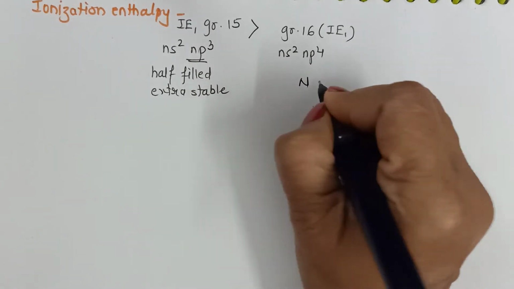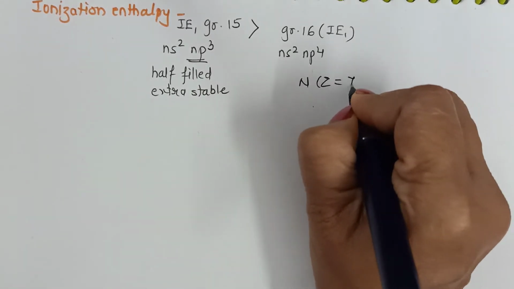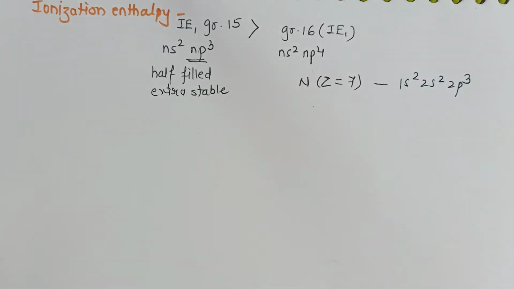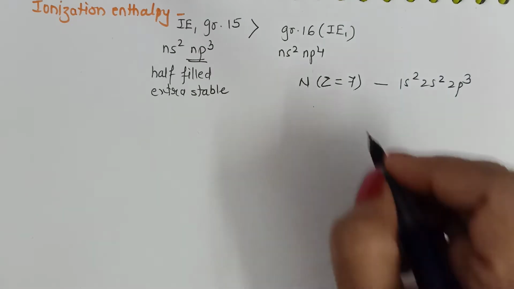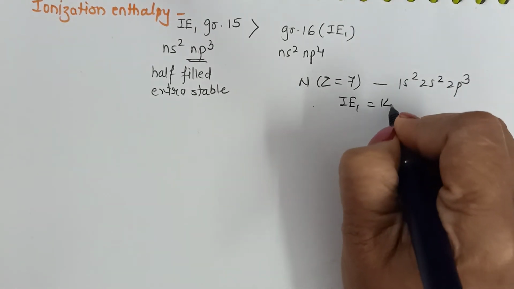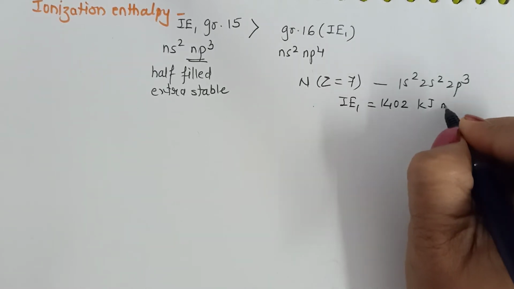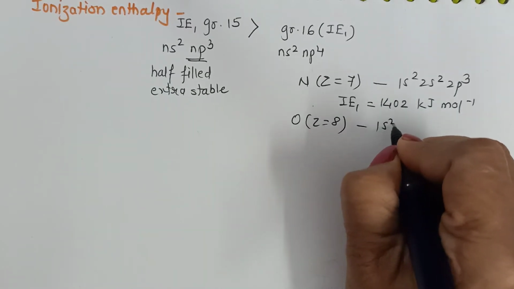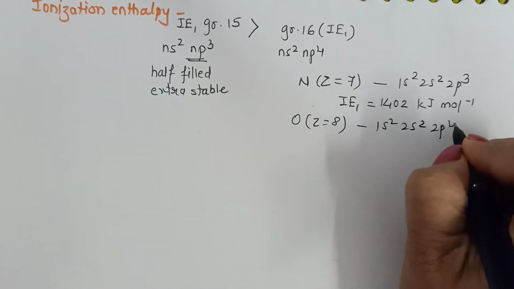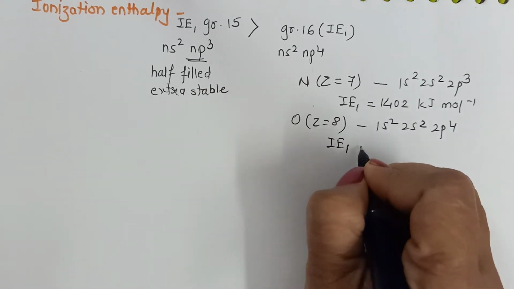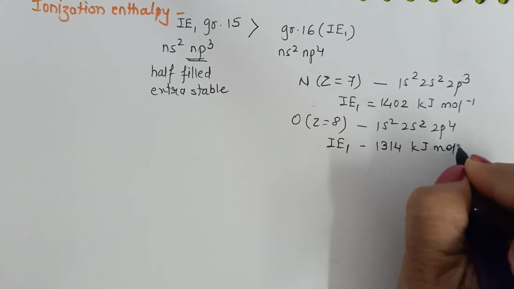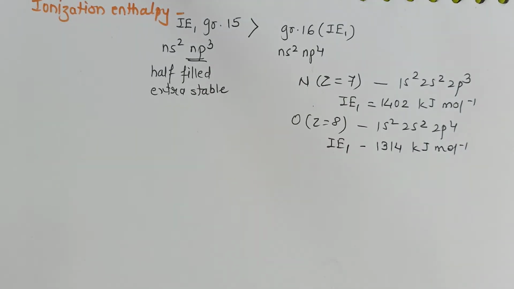For example, nitrogen with its atomic number 7 and configuration 1s2, 2s2, 2p3 has ionization enthalpy of 1402 kilojoule mole inverse, whereas that of oxygen with atomic number 8 and electronic configuration 1s2, 2s2, 2p4, the first ionization enthalpy is 1314 kilojoule mole inverse. But obviously, the second IPs will follow the reverse trend.